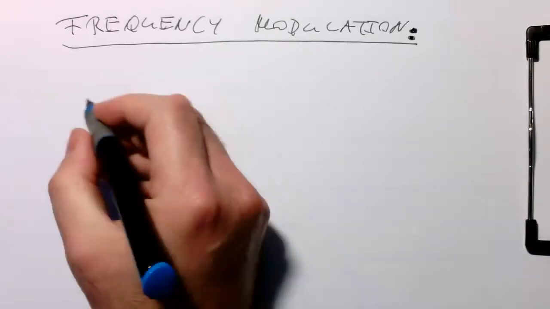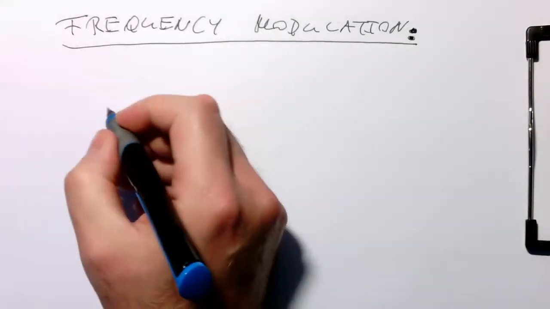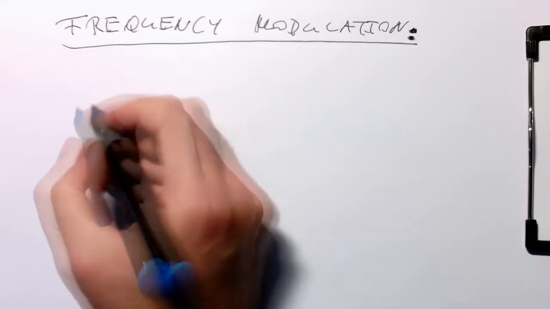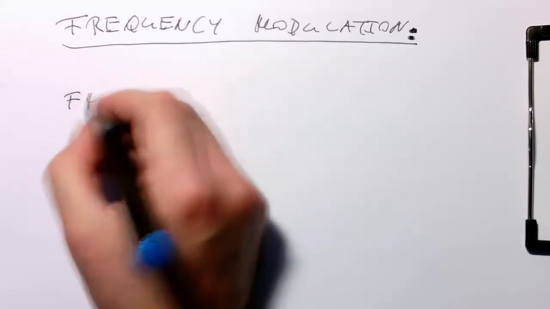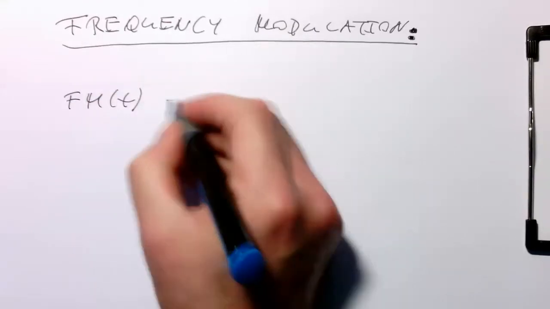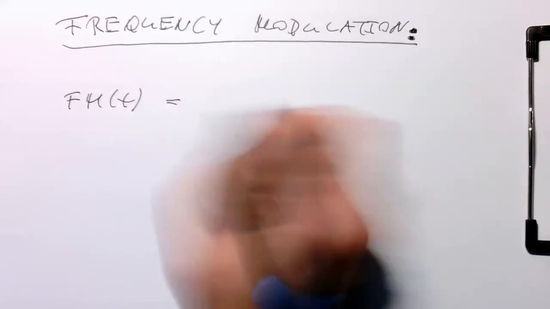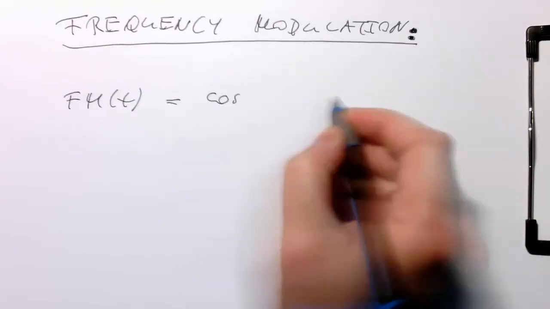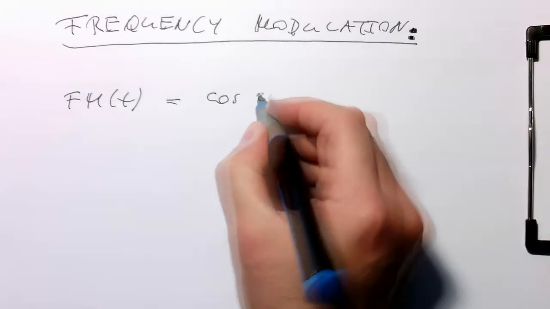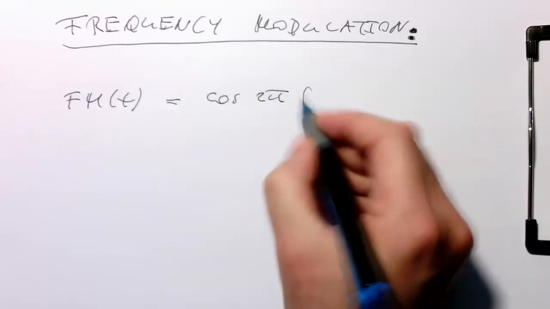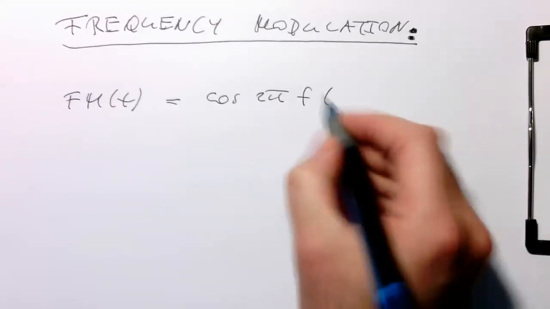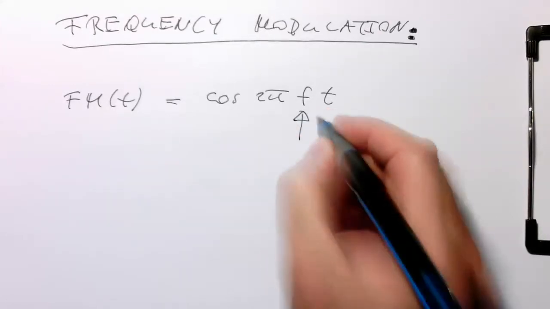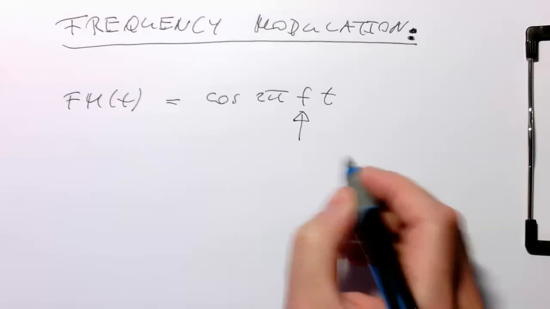And so frequency modulation is obviously quite a simple concept, that we just create a signal fm of t by doing cosine 2 pi f t, and then this f here can have two different frequencies.